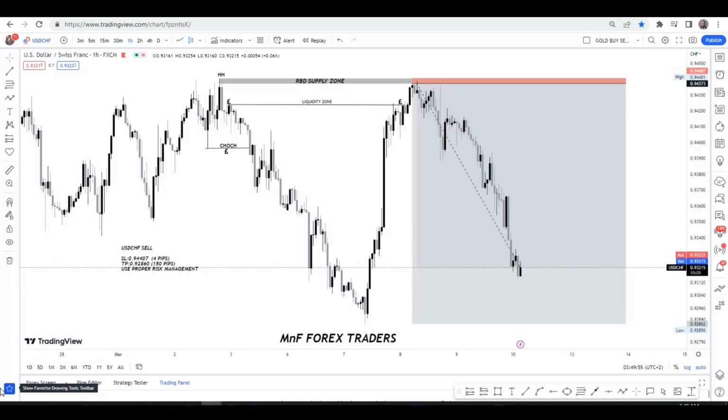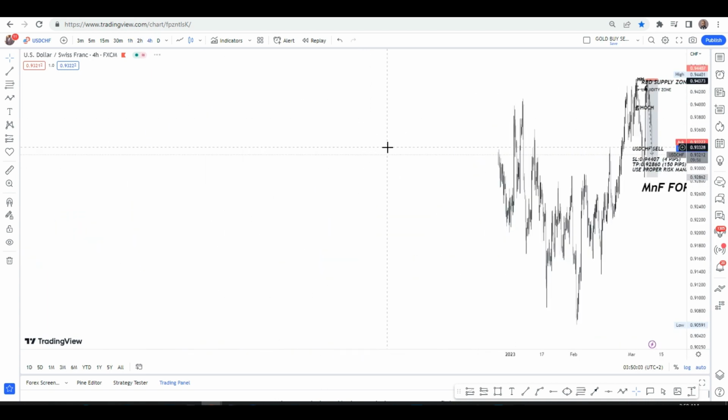And now, a few moments later, insane, right? Exactly my thought. This is just wild. So let's go to the higher time frame right here.